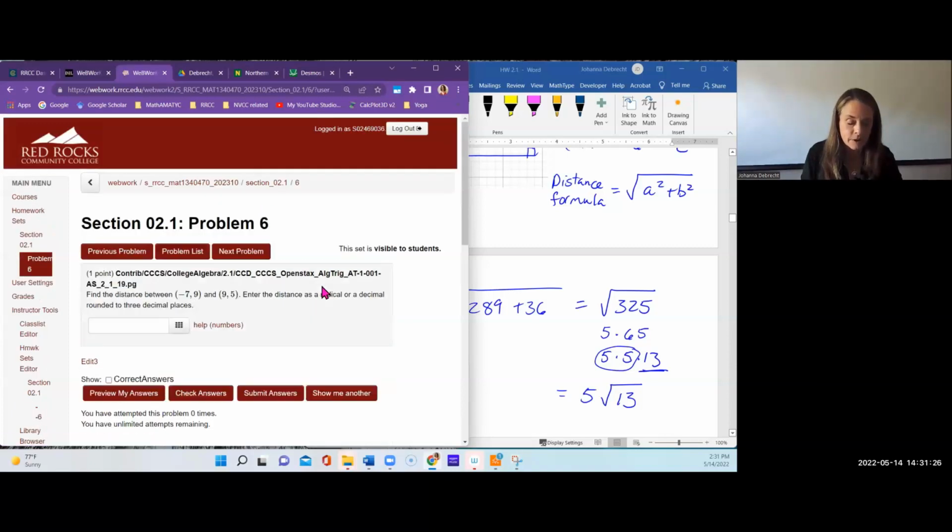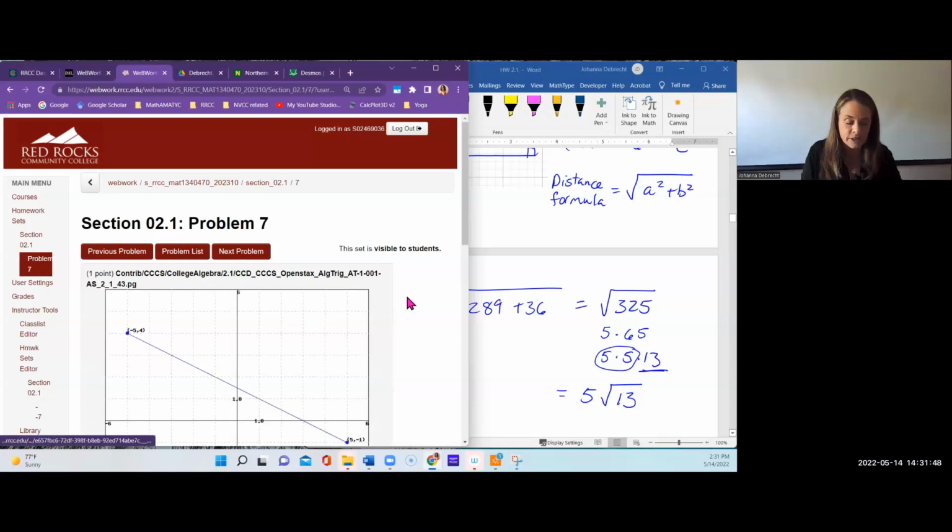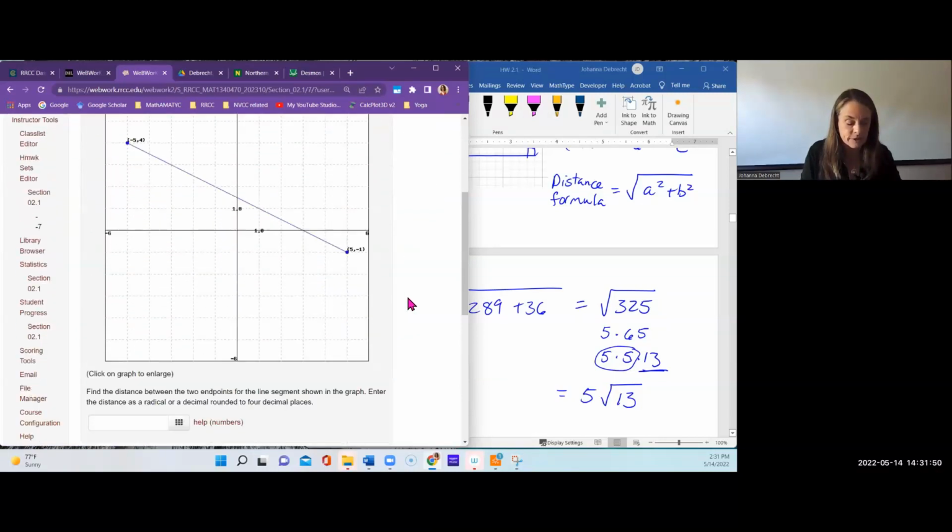Let's take a look now at problem number 6. This is another distance problem. Enter the distance as a radical or a decimal rounded to 3 decimal places. Again, I don't like doing the decimal places, so I usually enter the exact. We've already done one of these problems, so we'll leave this one for you to try at home. Let's take a look now at the next one, which is slightly different.